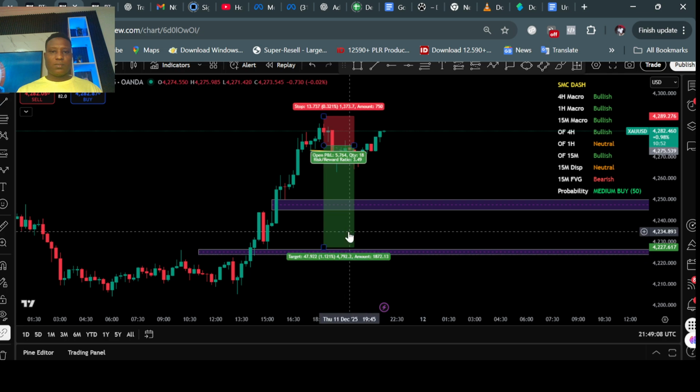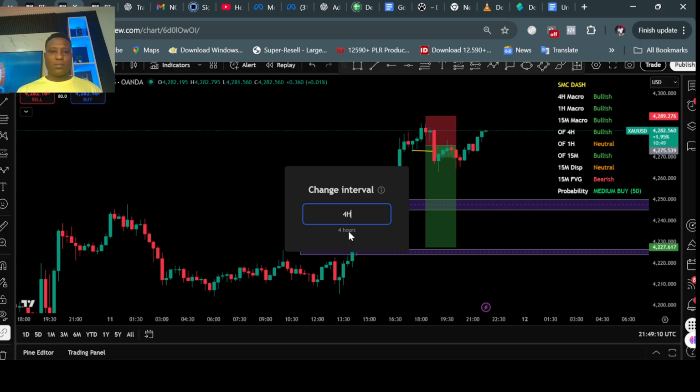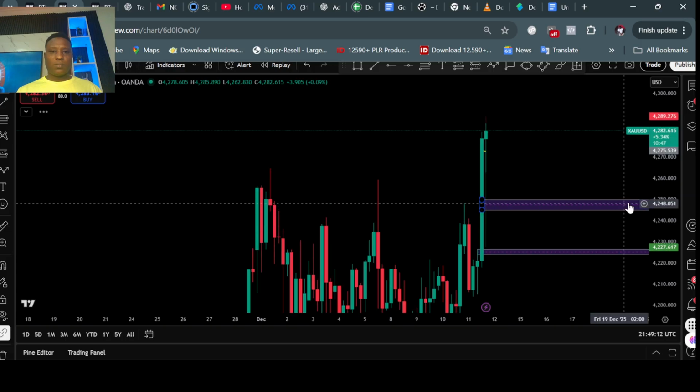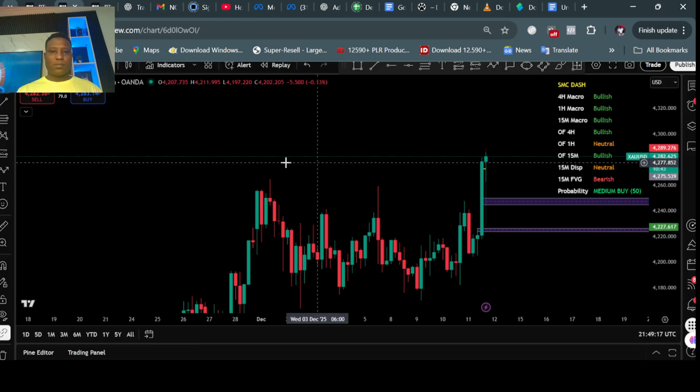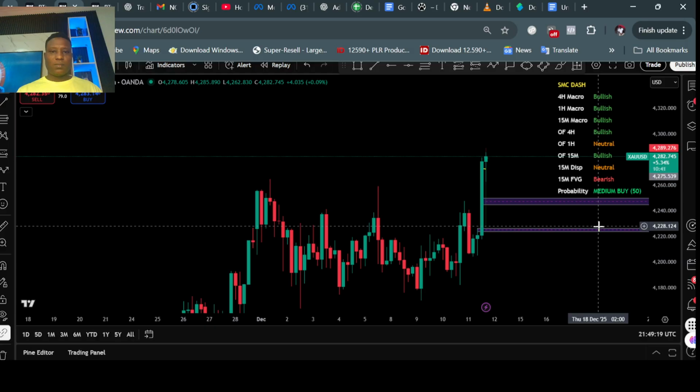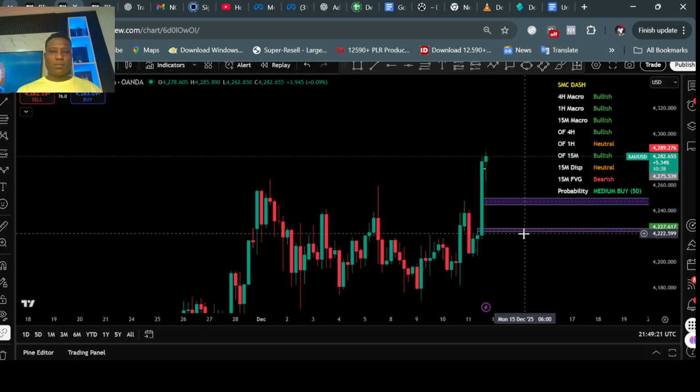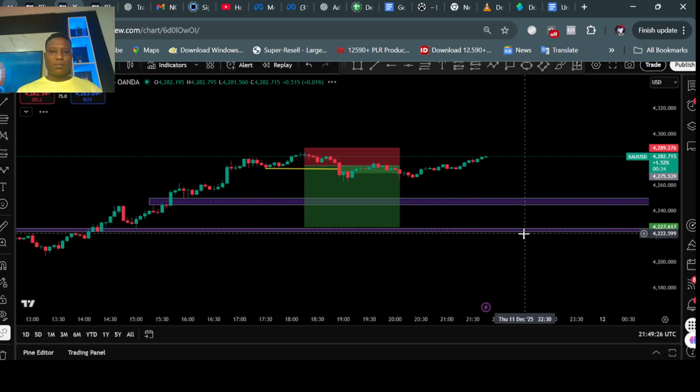Now, the first one, I went to the 4 hours time frame and saw that price has taken out liquidity. Look at all this liquidity that was here. Price has taken out those liquidities. So what did I do? I went to the 5 minutes time frame. I think, yes, 5 minutes time frame.